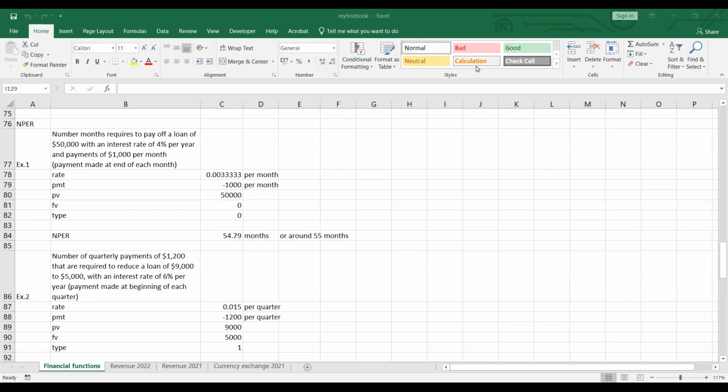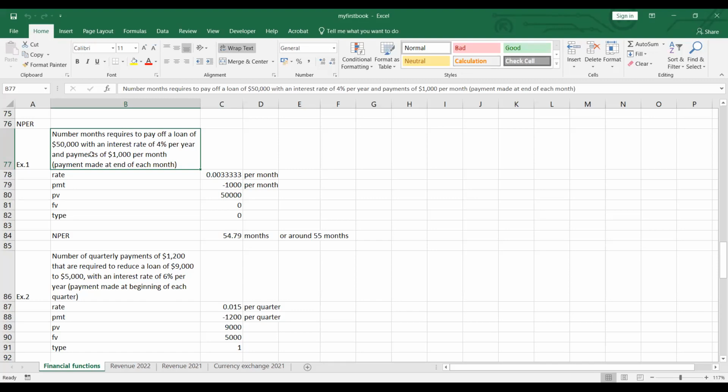For the NPER function we use these arguments to calculate how many times we have to pay. So the number of periods that we have to pay will correspond to the arguments that we enter. For example, when we want to find the number of months, that means the interest rate must be the interest rate per month, when the given information is interest rate per year.